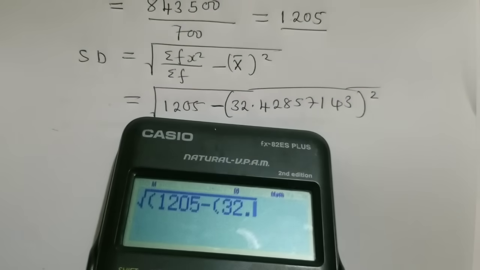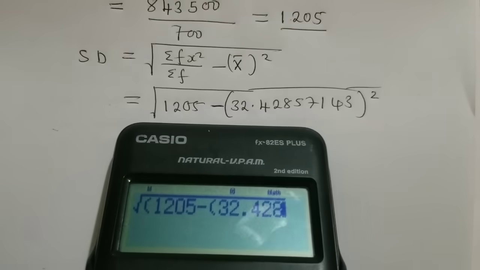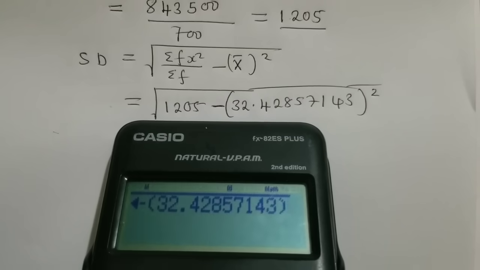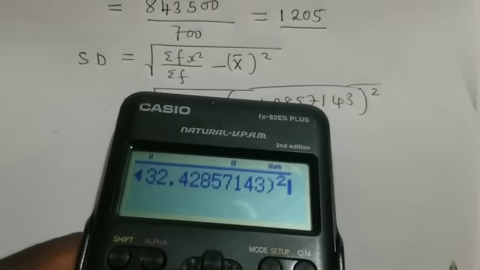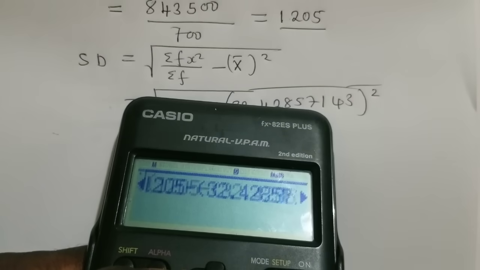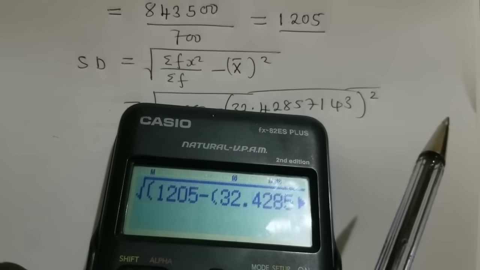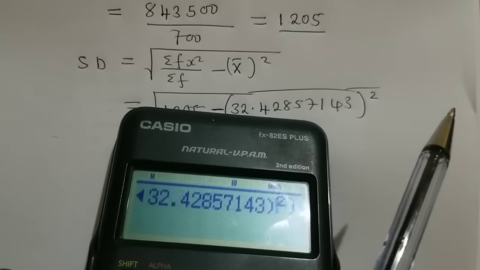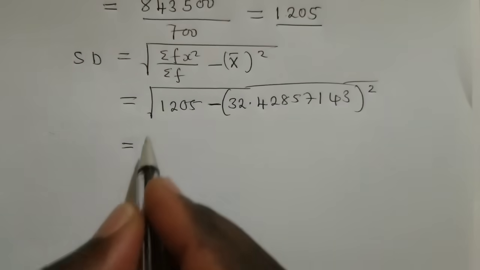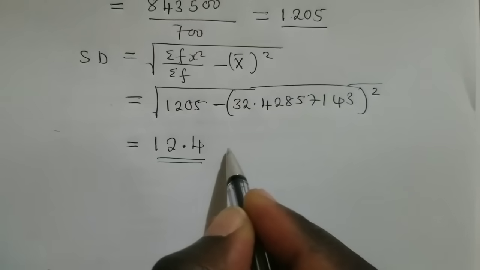Minus 32.42857143, and then we close. We say power 2. Don't forget the power 2. After that, you also put the bracket outside to show that everything here, if you can see, we started with a bracket. So even after putting this inside the bracket, at the end, there must be a close bracket, which is this one right here. And then you say equal to, this is giving us 12.4 in 3 significant figures.